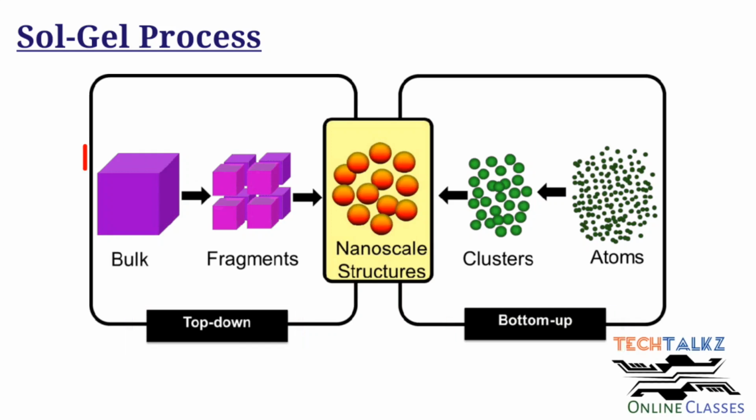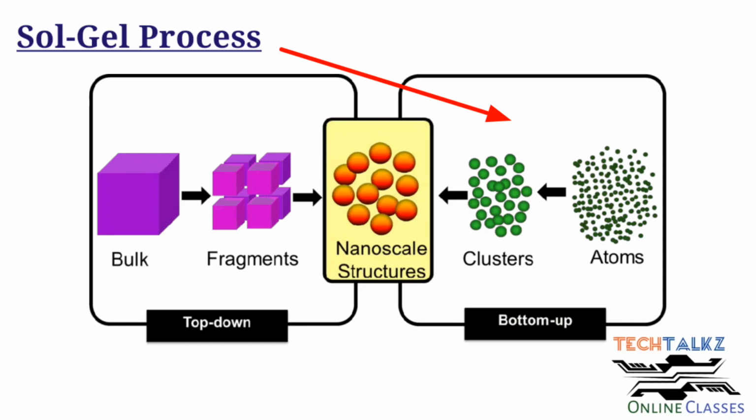In the top-down approach, the starting material will be a bulk, macroscopic material. Then it will be broken into small particles, and that can be again split into nanoparticles of size 1 to 100 nanometer. But for the bottom-up approach, the starting material will be atoms or molecules. Then these atoms are combined to form clusters. Then these clusters are grouped to form nanoparticles. That's the basic difference between top-down and bottom-up approach.